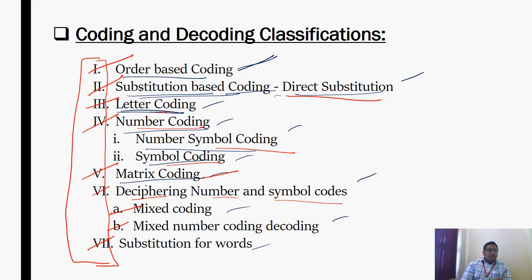We have seen the example. Then we have defining numbers and symbol codes. In mixed coding, we have seen there's a language they will give, and that language you have to decode to get the answers, by comparing the given code words with the given sentences. Mixed number coding decoding is nothing but instead of code words, they will be giving numbers with respect to the language. The same concept we use for mixed coding applies to mixed number coding decoding as well. So the last category is substitution for words, where the entire thing can be neglected. Just go for the last question.